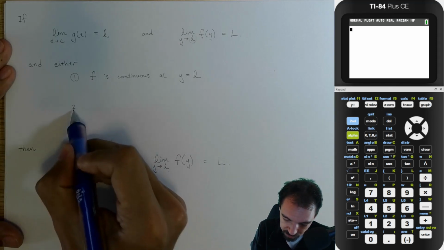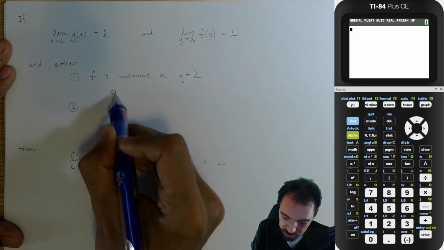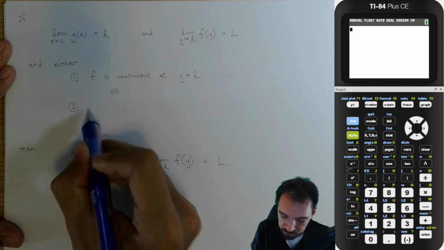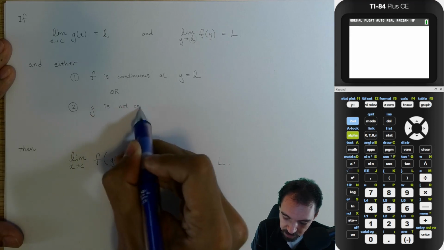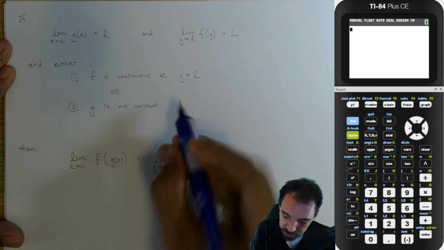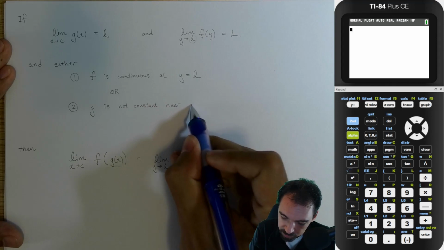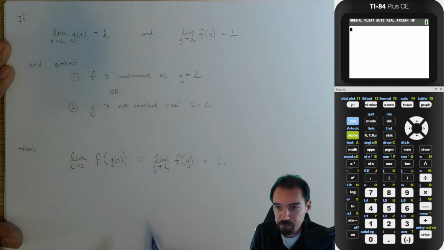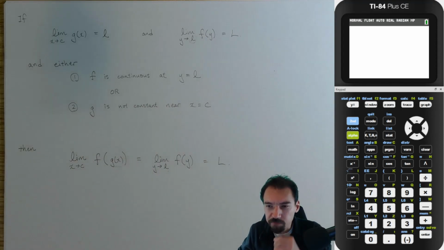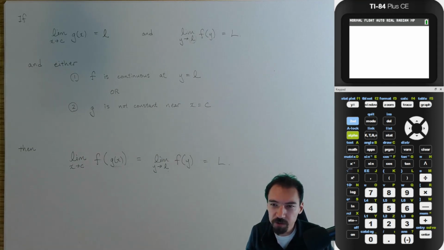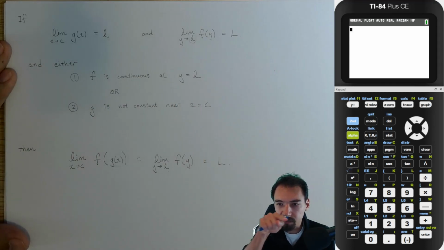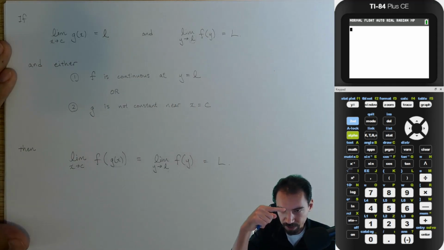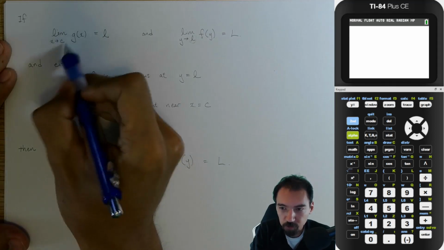Alternatively, or, g is not constant near x equals c. Now, this is not the formal way of stating the condition, but I want to keep it that way just conceptually. Meaning that whatever the function g is, g can't be completely flat and have a constant y value around c.